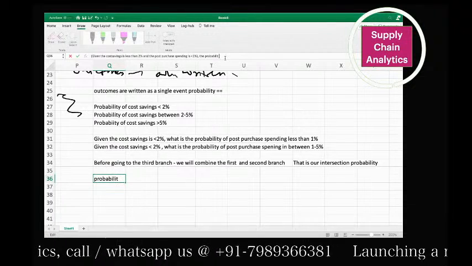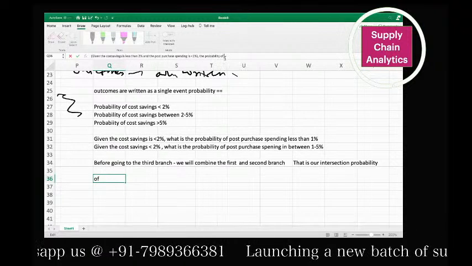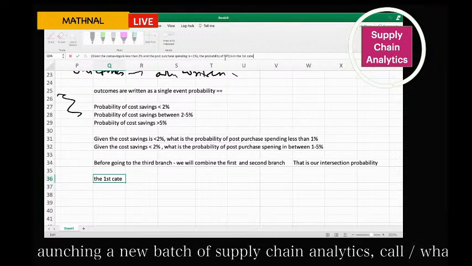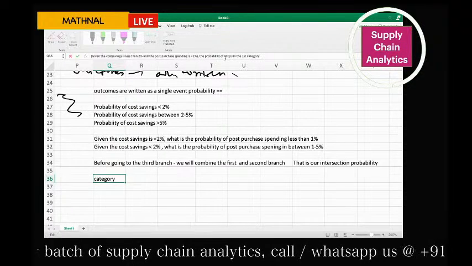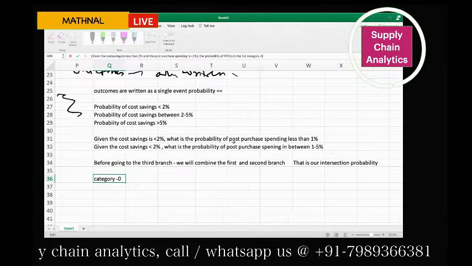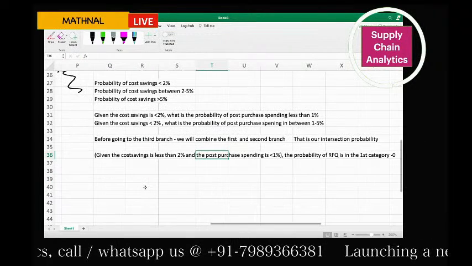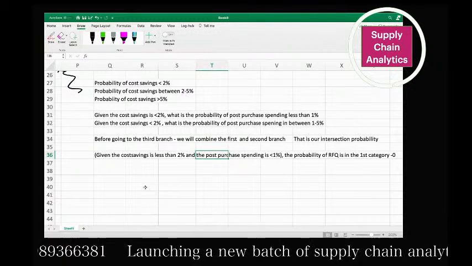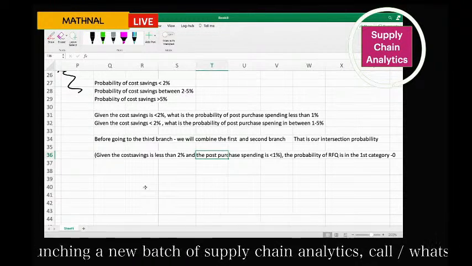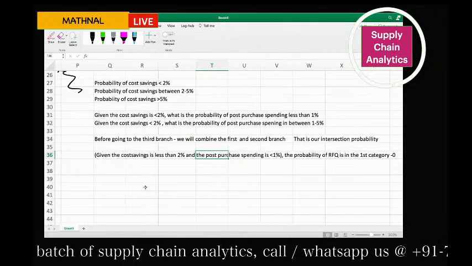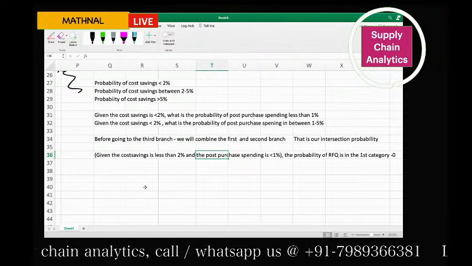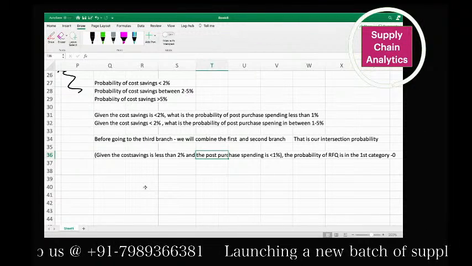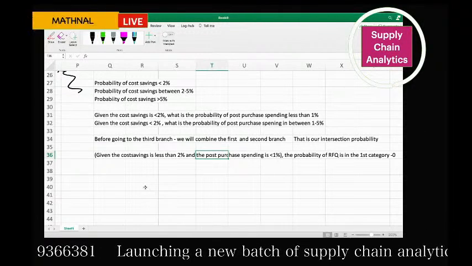The probability of RFQ is in the first category, that is 0. So what we are doing is, the first branch and second branch, we are combining together. That forms the intersection set, and that intersection set becomes the condition for the third branch, that is the RFQ branch.